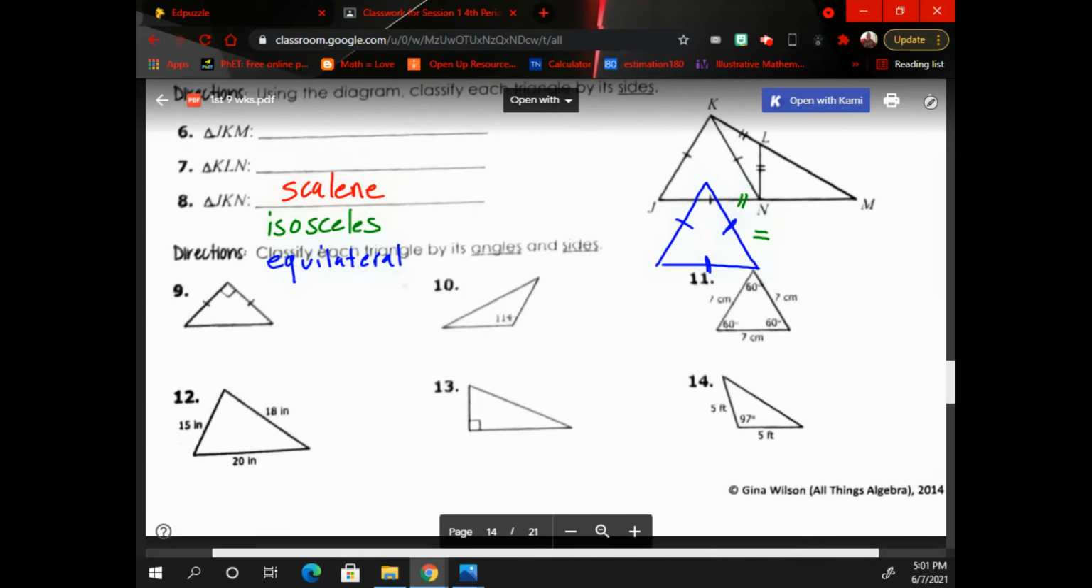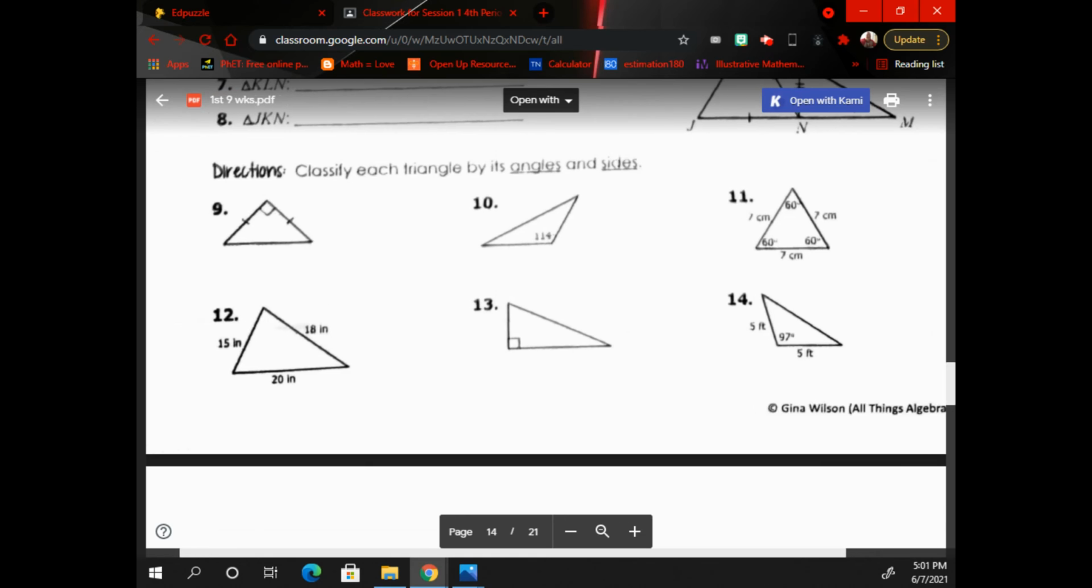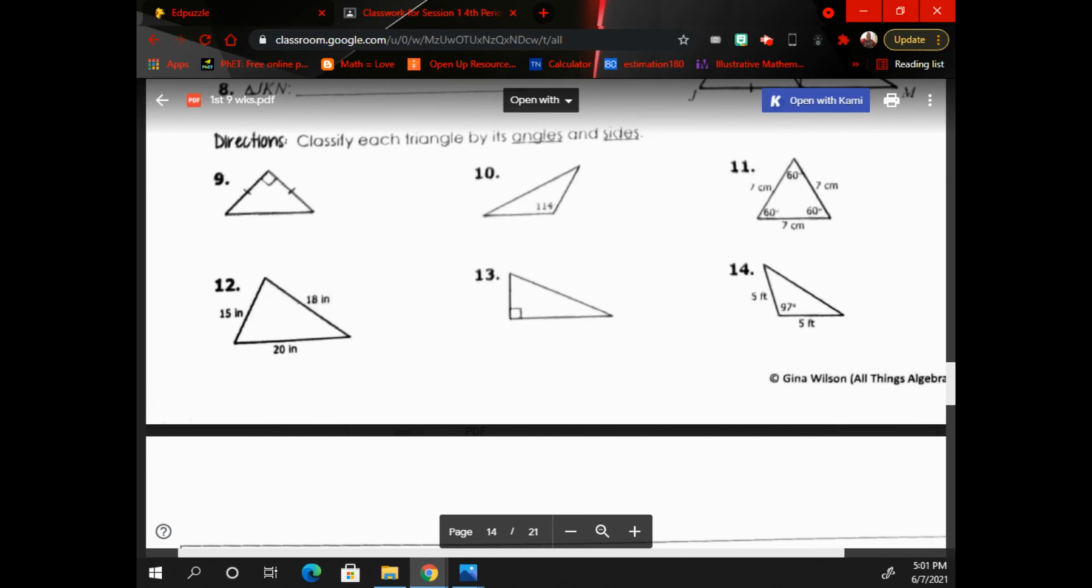All right, now we're going to classify them by their angles and their sides. Okay? So using both. So looking at number 9, I have a right angle. Okay, so that must be a right triangle. And I also have two congruent sides. So that's going to be a right isosceles triangle. Okay, so in working on this problem, I would know that these two sides are congruent. Their side lengths would be equal.